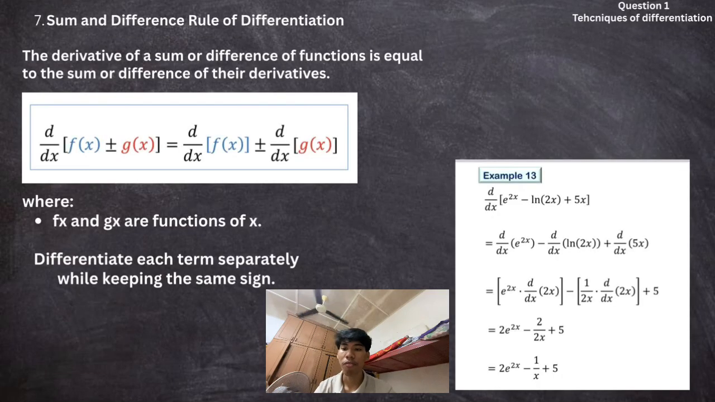Number 7 is the sum and difference rule of differentiation. The derivative of a sum or difference of functions is equal to the sum or difference of their derivatives, where f(x) and g(x) are functions of x. Differentiate each term separately while keeping the same sign.